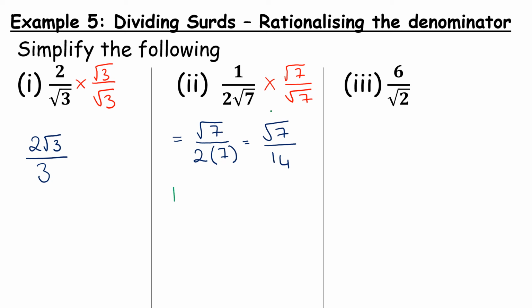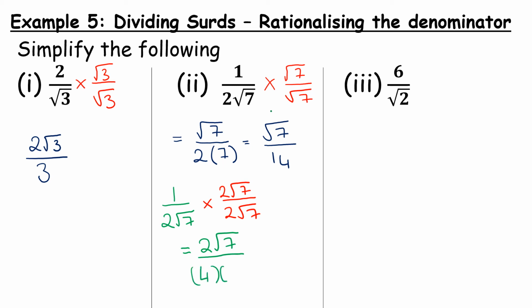Now, if you forgot that, or if you think you'd struggle to remember it, and say, well, actually, I will probably multiply by 2 root 7 over 2 root 7. Well, you're still going to get an equivalent fraction that's rationalized, but it may not be in its simplest form. So what we end up with is 2 root 7 over 2 by 2 is 4, and root 7 by root 7 is 7. So we get 2 root 7 over 28.